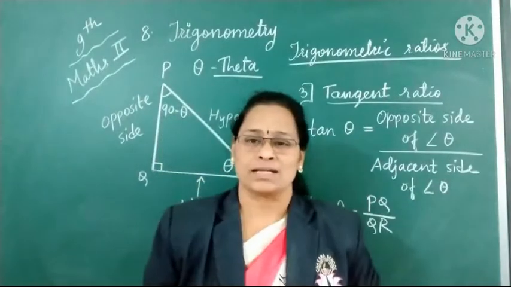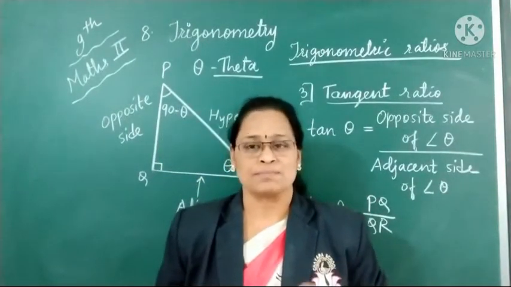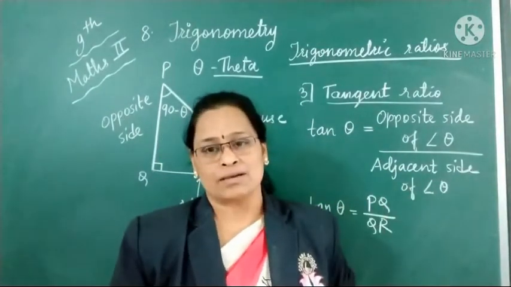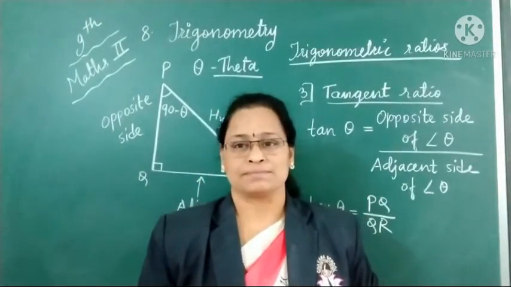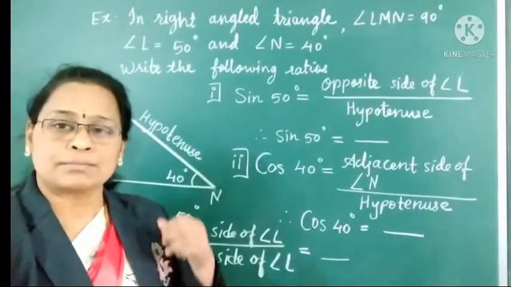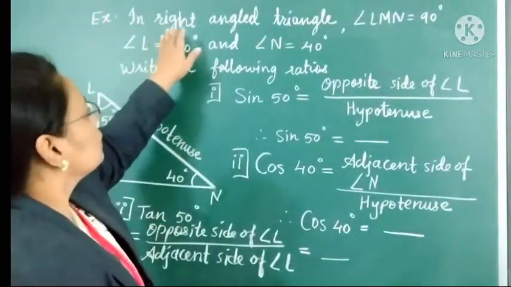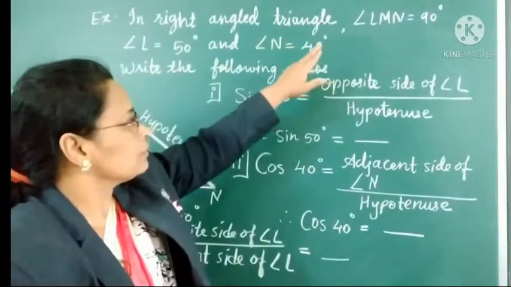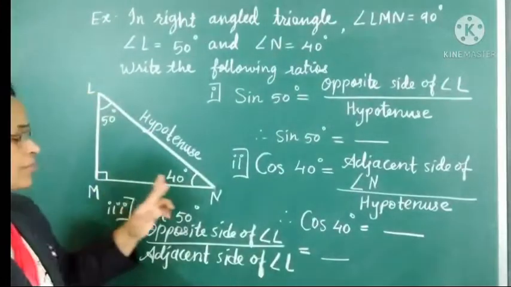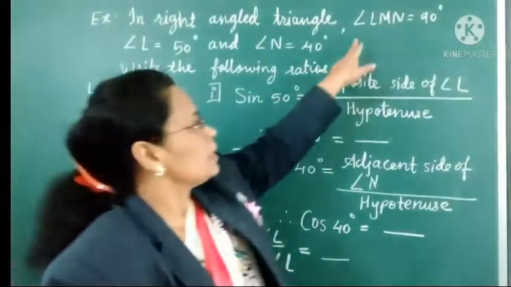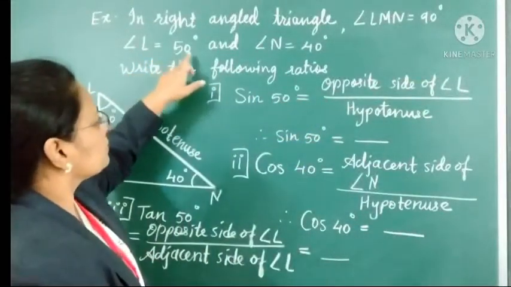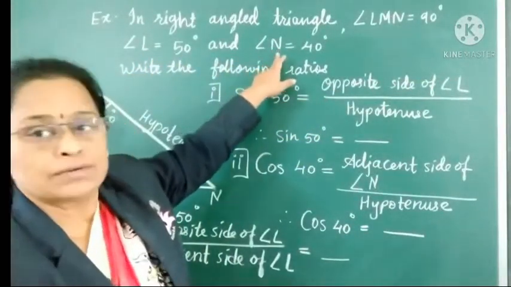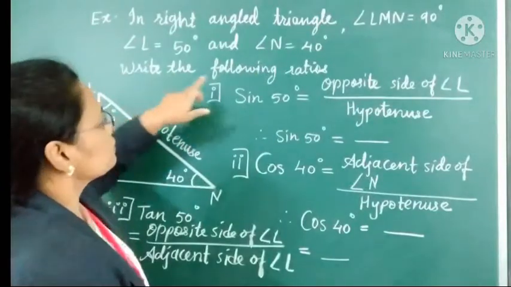So, practice 8.1 depends on only these three ratios. Let's see one example of this. In this example, there is a right angle triangle named triangle LMN. Angle M is 90 degrees, angle N is 50 degrees, and angle L is 40 degrees. Write the following ratios.